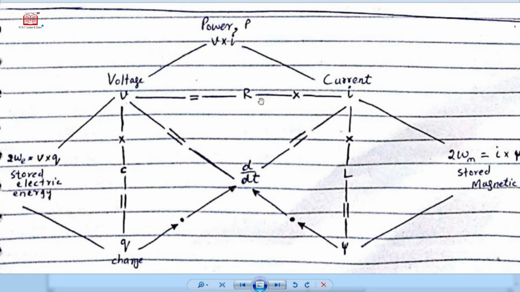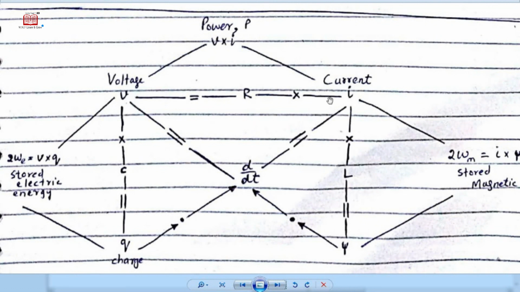Here we have V is equal to IR. What does it mean? Voltage is equal to current multiplied by resistance. This is the equal sign. If you come to this side, I multiplied by R is equal to V. If you go through this side, V and I, multiplying these two terms, the result is power. This is a one-way path, meaning you cannot come back again, but here you can come back.